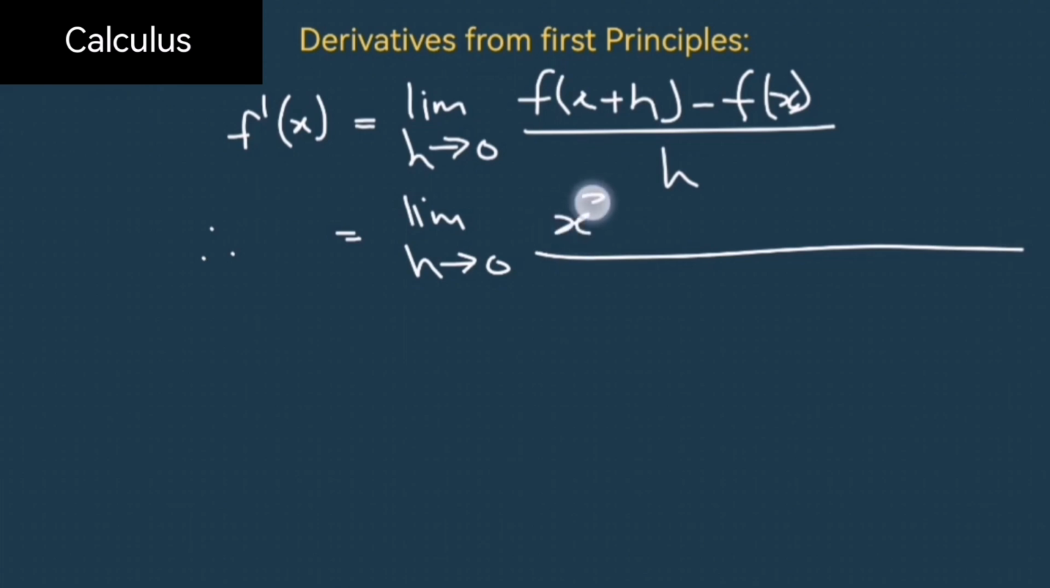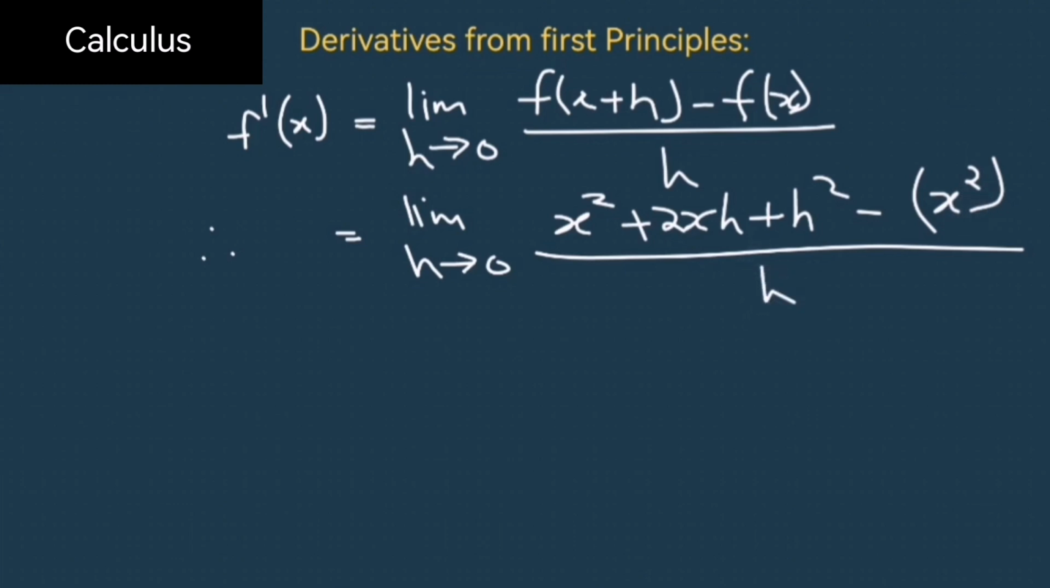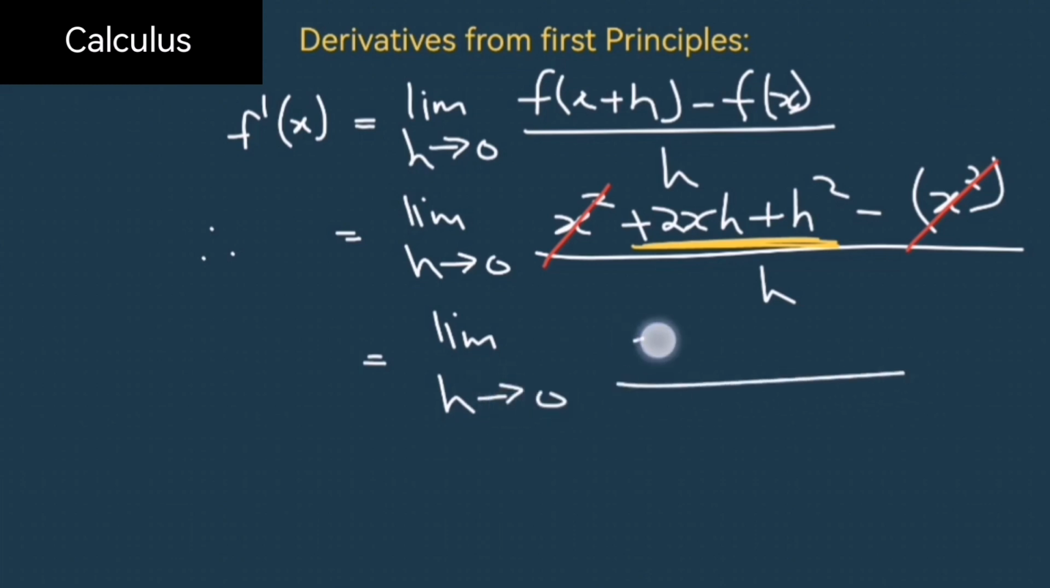Now, by straight substitution, we'll substitute the f of x plus h with the function we just calculated. It was x squared plus 2xh plus h squared. Then we're subtracting that from the original function, which was x squared. Okay, notice that this x squared will cancel with the original function's x squared, and you'll be left with these terms. Each of these terms has an h. So let's write that down. We have 2xh plus h squared divided by h.